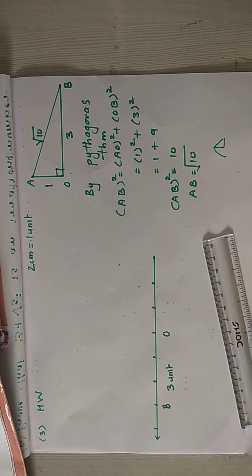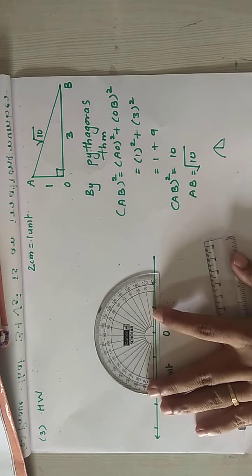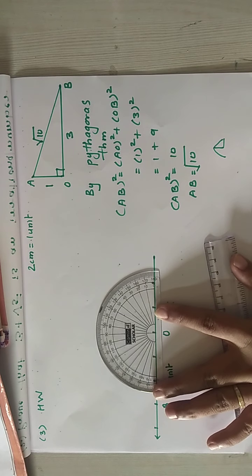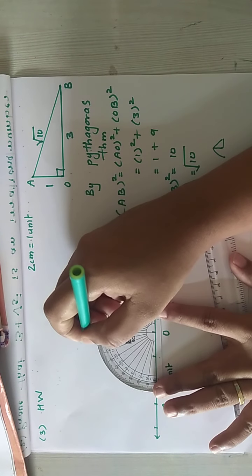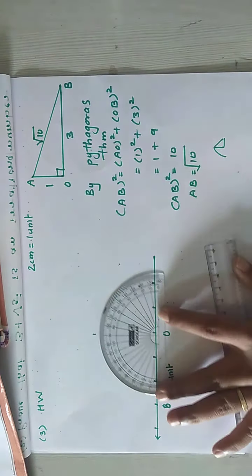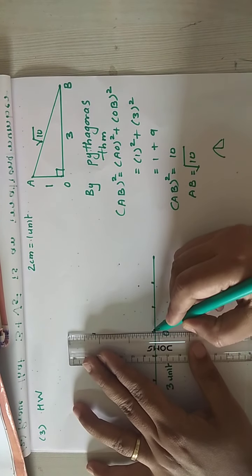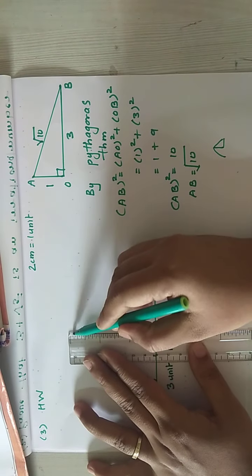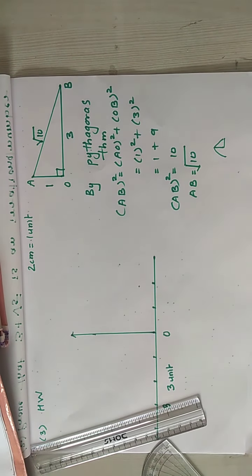Okay, now on O we are going to make a 90 degree. We need a right angle triangle on O. So let's keep the protractor at O and make 90 degree. So we have 90 degree at O.